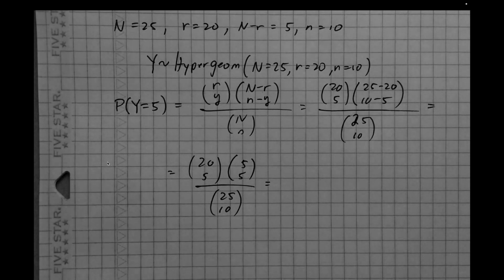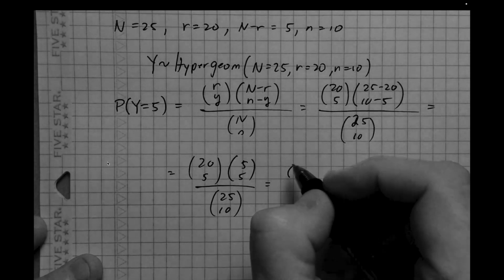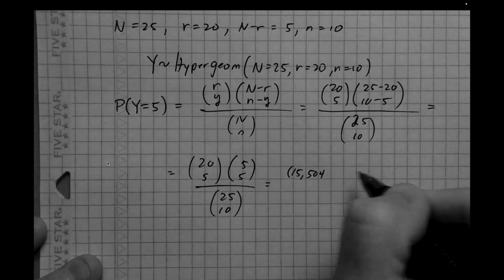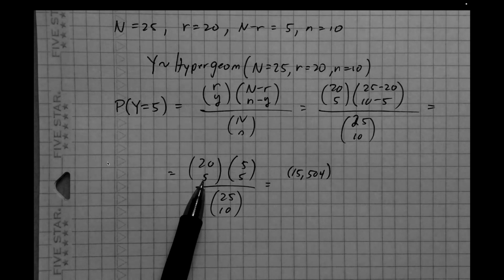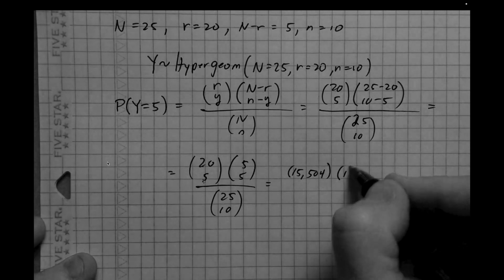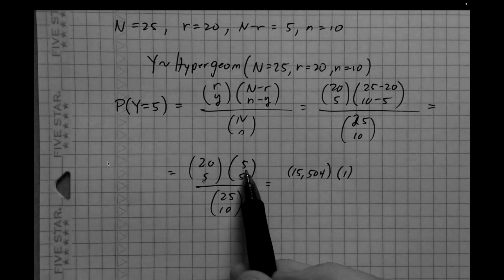So really you just have to go through here and run the numbers on these factorials and do your cancellations. But I'll tell you, if you do that, you get 15,504. That's the number of ways to choose 5 red balls from 20 red balls total. You're going to multiply that times 1. There's only one way to choose 5 black balls from a total of 5 black balls.